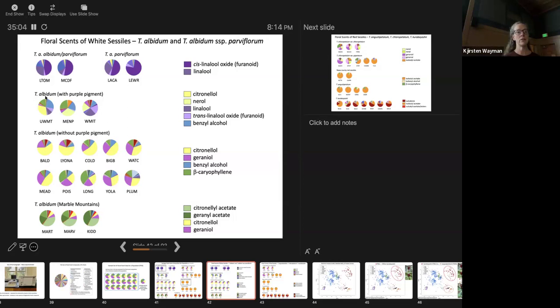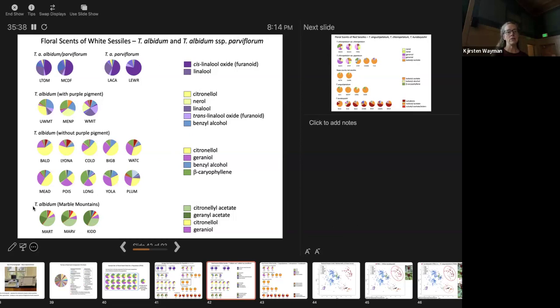Whereas if we go here to Trillium albidum with purple pigment, notice there's actually variation in there. So for the plants with purple pigment, there's not really a consensus as to what their floral scents are. In fact, they seem to be a blend of the plants of parviflorum and albidum. We've got compounds from the parviflorum like linalool and linalool oxide, and we've got compounds from the Trillium albidum without purple pigment like citronellol and benzyl alcohol. So there's sort of a mix going on there.